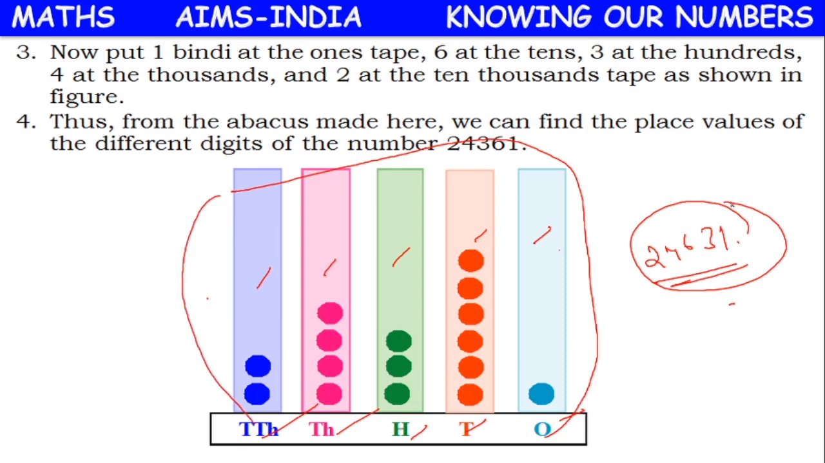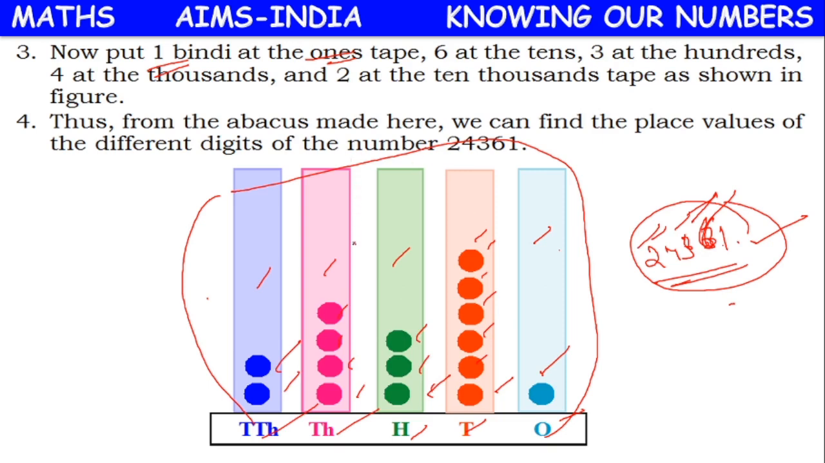So what we will do? In units place, ones place we have 1. So in one place we will put 1 bindi at ones place. Next tens place, 24,361. Tens place 6 bindis. Tens place 1, 2, 3, 4, 5, 6. At equal intervals we will keep 6 bindis. Now 100 place 3 bindis. Thousands place 4 bindis. 10,000 place 2 bindis.